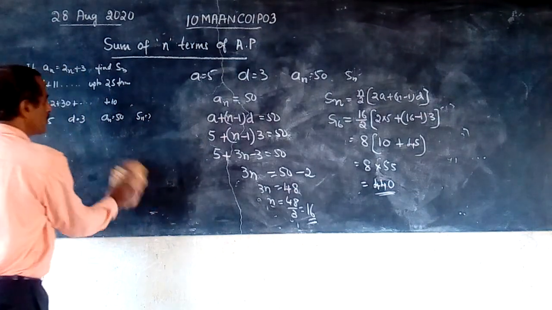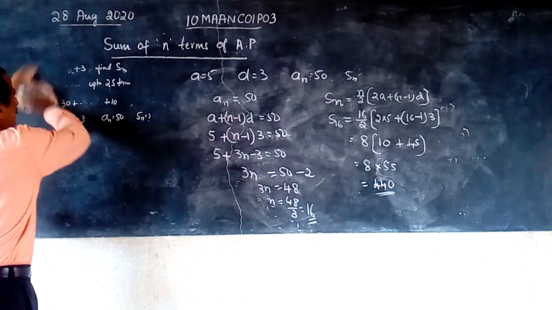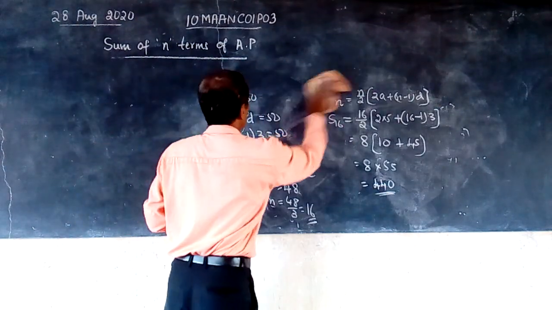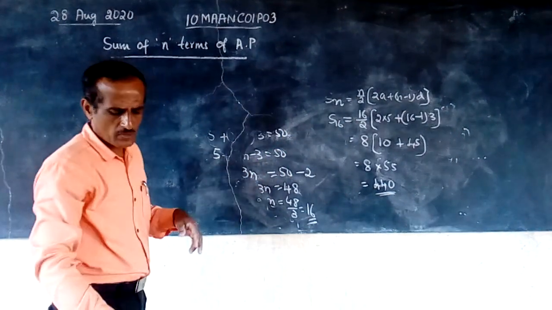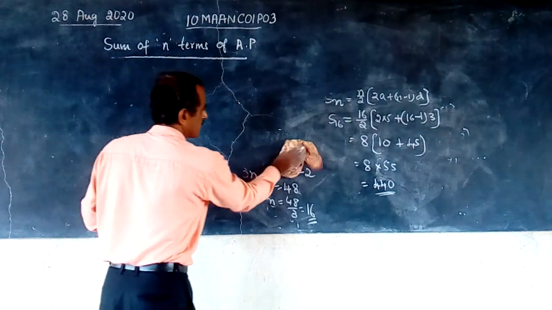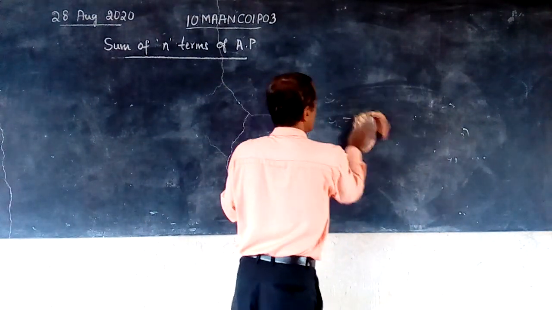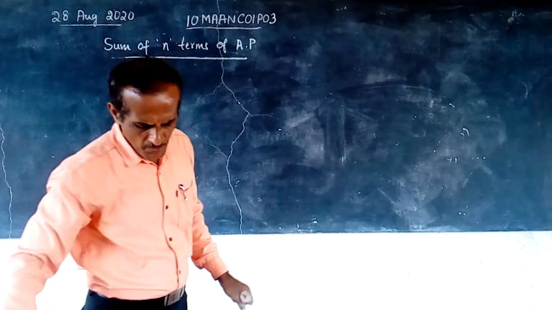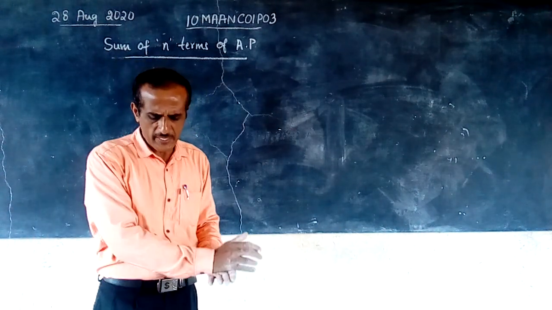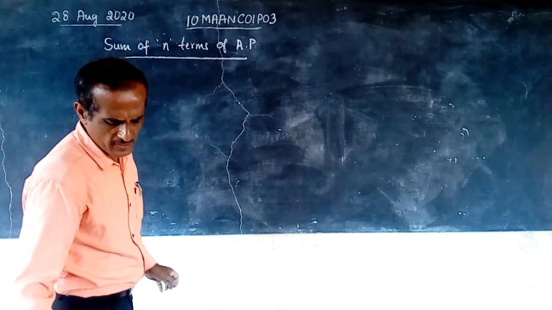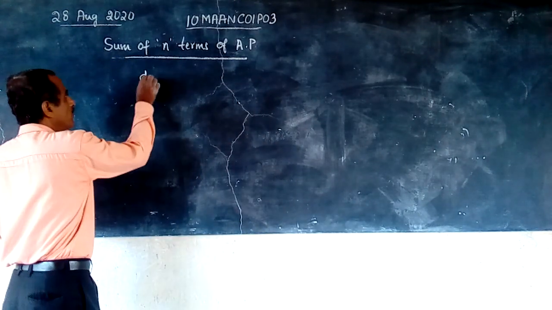This is about some of the problems on how to find the sum of the n terms of an arithmetic progression. Now let us see one or two questions in this video. Next, find the sum of the first 22 terms of the AP in which d is equal to 7 and the 22nd term.